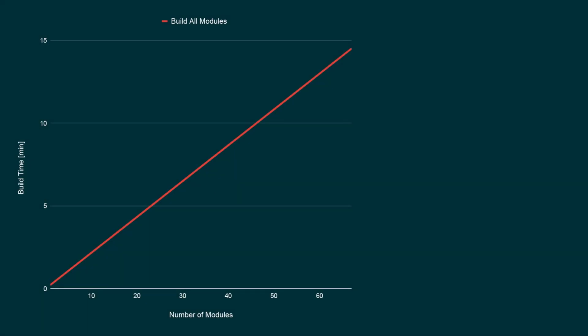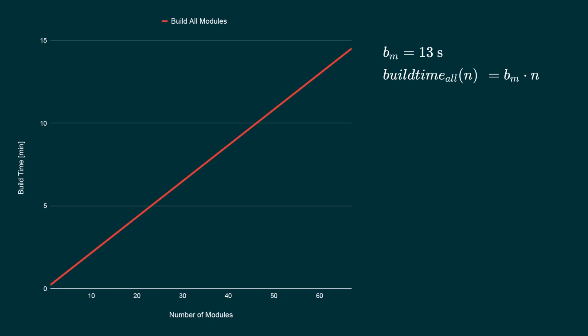Let's talk about build time behavior in more detail. This graph shows the time it takes to fully build a project with n modules. We assume here that all modules have the same build time and that the build time per module is 13 seconds, as it was for our example project. The build time is growing linearly with the number of modules, and the slope is the build time per module.